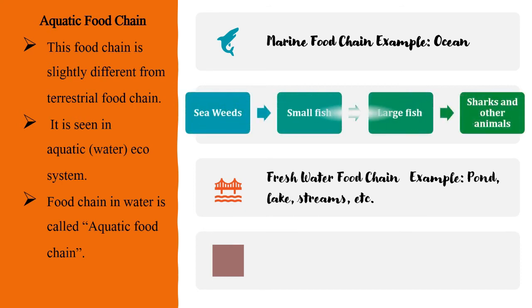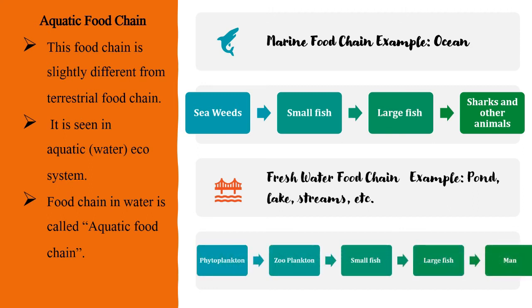In marine food chain, the primary producers are seaweeds, the secondary are small fish eaten by large fish, and the tertiary are shark and other animals. In freshwater like ponds, lakes, streams, there are phytoplankton, then zooplankton, small fish, large fish, and those are eaten by man.